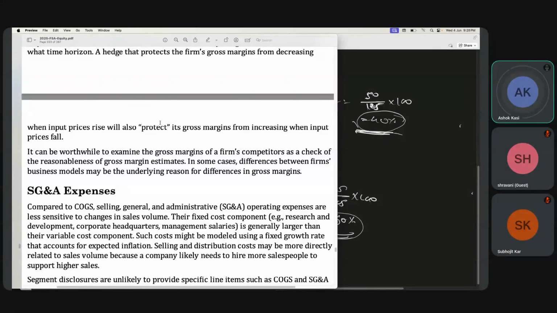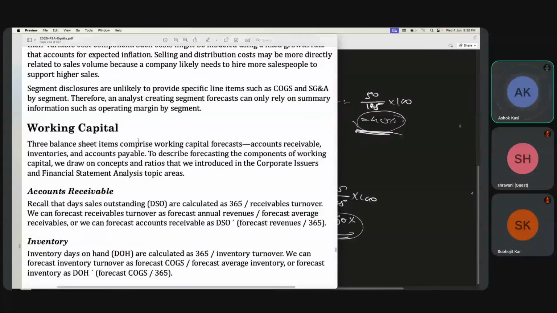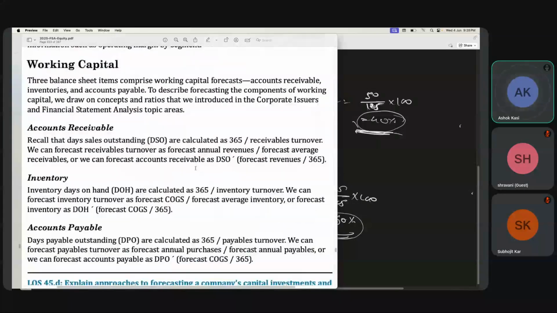Then, all these, if you want to read them, anyways, we will be learning this in another subject. Another subject, FSA, we will be learning, and corporate issuers also we will be learning this one. So here in equity, you can afford to ignore.